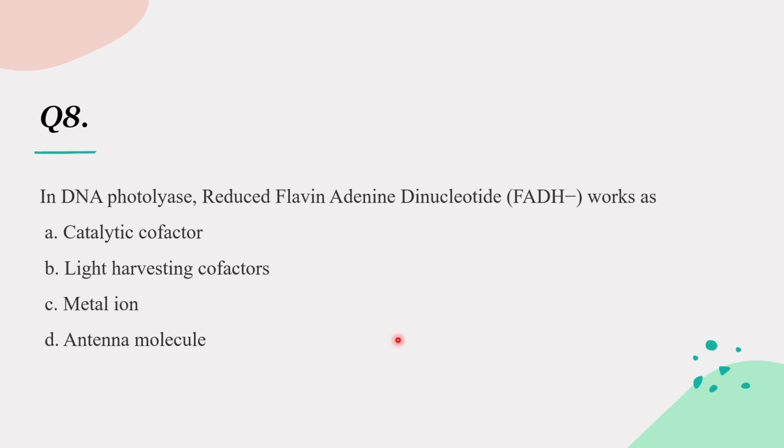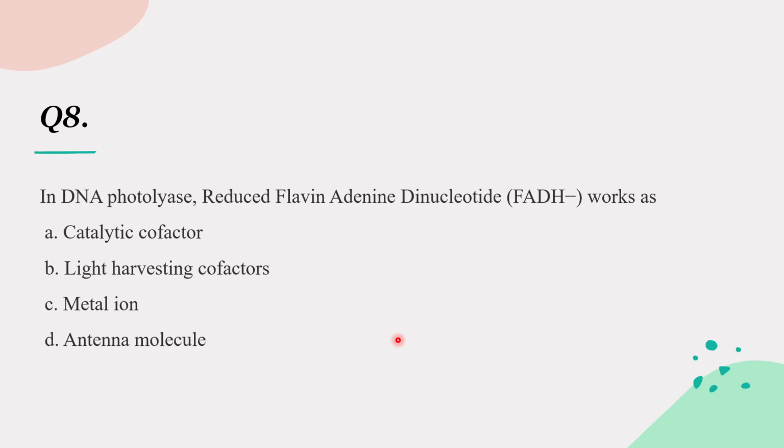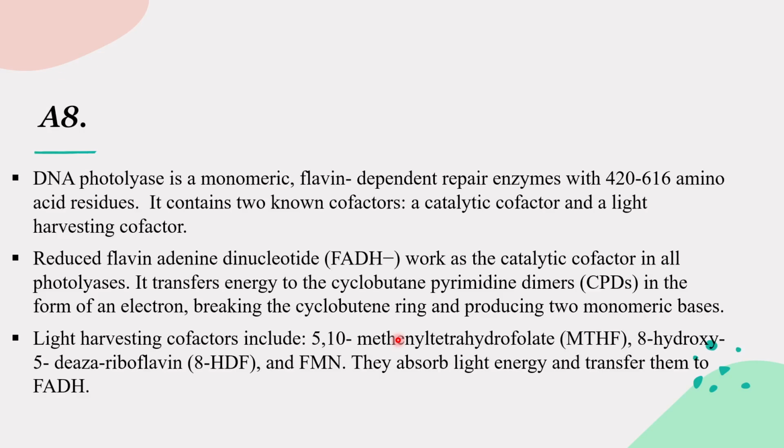Okay, let's discuss. DNA photolyase is a monomeric flavin dependent repair enzyme with 616 amino acid residues. It contains two known cofactors, that is a catalytic cofactor and a light harvesting cofactor. Reduced flavin adenine dinucleotide works as the catalytic cofactor in all the photolyases. So the answer will be A. Some of you have answered B. So the answer is A, that is catalytic cofactor.